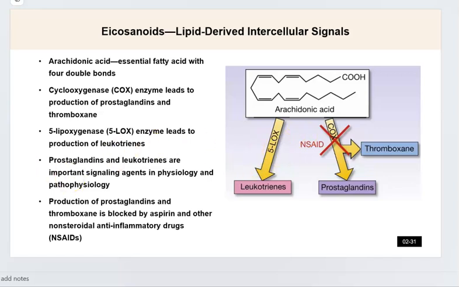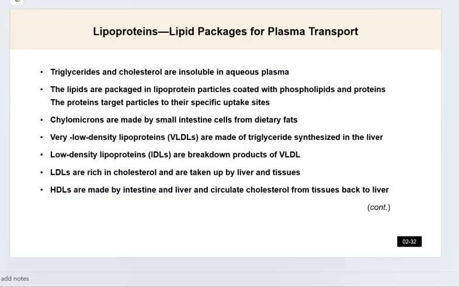Next, we get into lipoproteins. The lipoproteins are essentially the lipid packages for plasma transport. The triglycerides and cholesterol are insoluble, so they do not like water. The lipids are packaged in lipoprotein particles coated with phospholipids and proteins. The proteins target particles to their specific uptake sites.